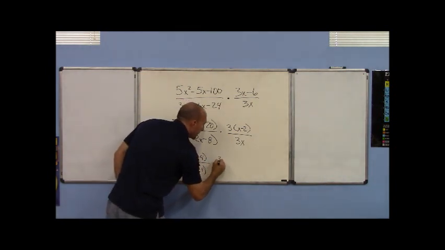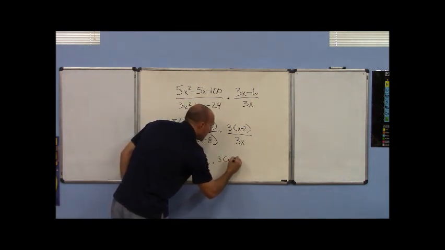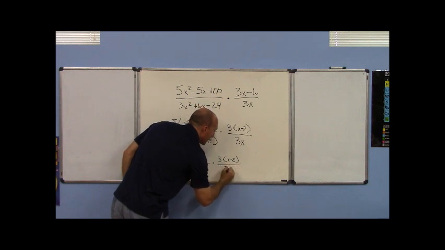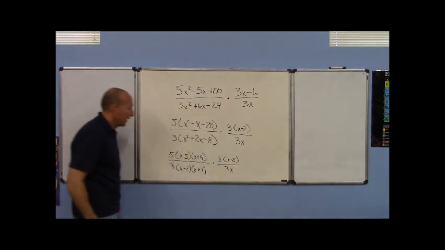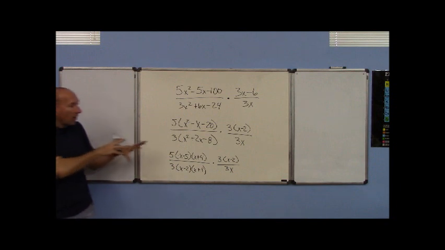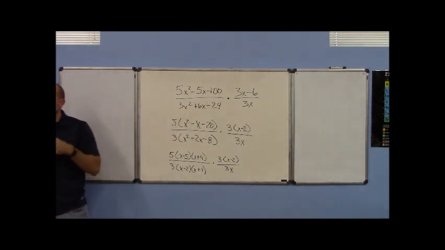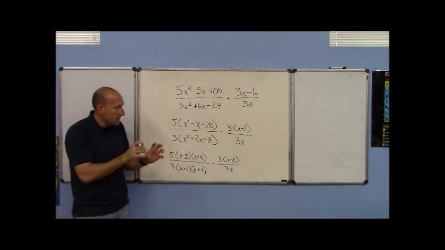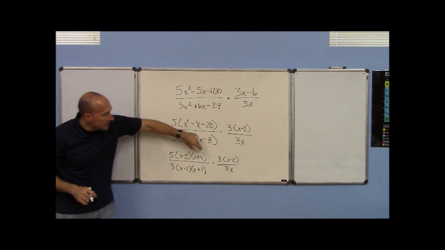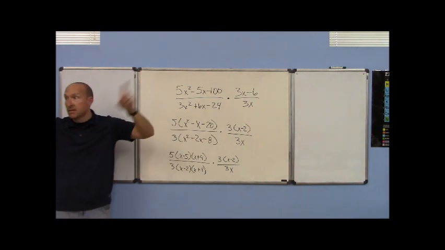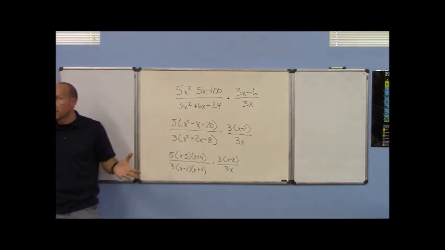Times 3 over x minus 2 over 3x. Now from here, we've got all of this simplified as much as we can, stretched out into the most basic forms, into just the pure basics, and now we can look at each one of these and start canceling stuff out and see what's left over.